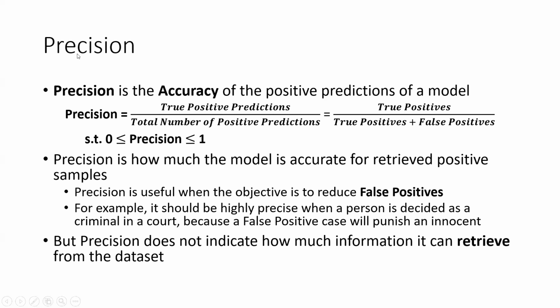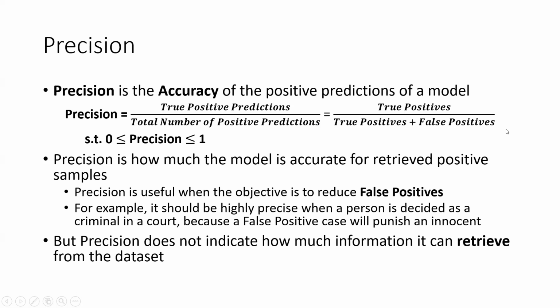So precision is one of them, right? So what is precision? Precision is the accuracy of positive predictions of the model, right? So we take the true positive predictions divided by the total number of positive predictions done by the model. True positive predictions means the true positives. Total number of positive predictions is the true positives plus false positives.